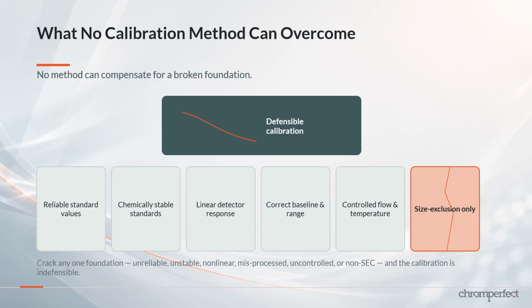The calibration standard must be chemically and physically stable. Its assigned molecular weight information must be reliable. The chromatographic separation must be governed primarily by size exclusion. The detector must respond appropriately and remain linear. The SEC baseline, processing range, flow rate, and temperature must be controlled.